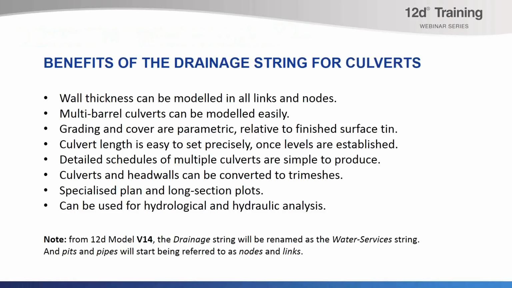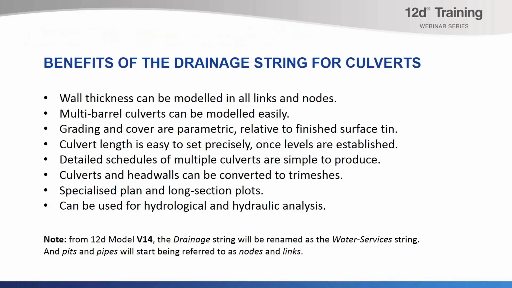So you would definitely want to use drainage strings for this, even if your job was simply to produce a culvert schedule. Drainage strings are the easiest way to get data out compared with any other string in 12D. Culverts and headwalls can easily be converted to trimeshes as well. I'll talk especially on the headwalls part. I'll have something to show towards the end of this webinar.